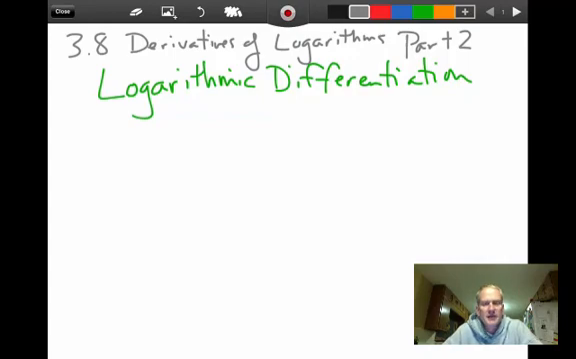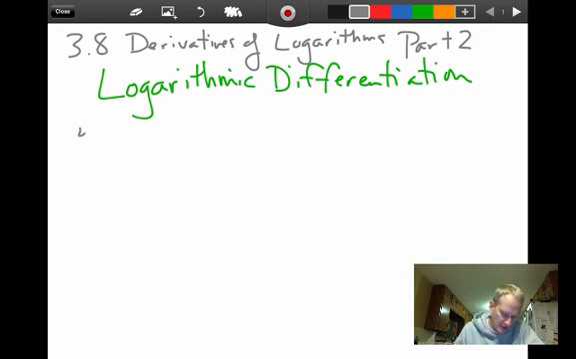Alrighty, part 2 of section 3.8. This is going to be entirely devoted to something called logarithmic differentiation. Really long, fancy sounding name. But what it is, it's using logarithms to make problems easier so that you can then find the derivative. And the best way to do this is just to show you what in the world we're talking about here and how that's going to apply to the questions.